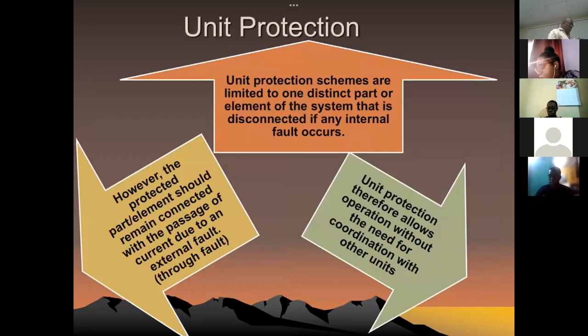So when we now talk about unit protection schemes, that unit protection is limited to one part of the network, yes? And once there's an internal fault in that protected portion, then it's going to trip. So there is no need for coordinating the protection system with the protection system of other parts of the network. Once the fault occurs on the item that is being protected, the component that is being protected, then you will have a trip.